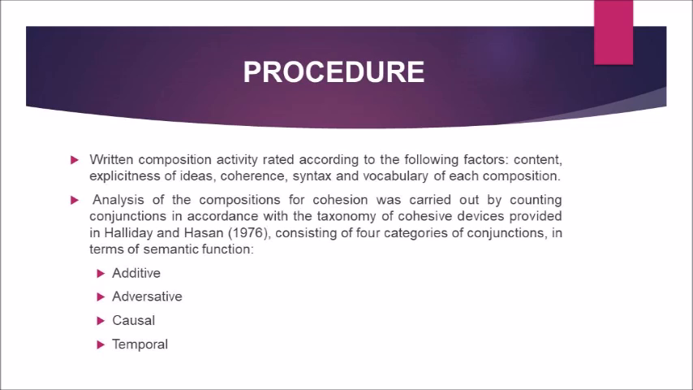The analysis of the compositions for cohesion was carried out by counting conjunctions in accordance with the taxonomy of cohesive devices provided in Halliday and Hasan in their 1976 book. This taxonomy consisted of 4 categories of conjunctions in terms of semantic function. The 4 categories that we used for the analysis of the compositions for cohesion were additive, adversative, causal, and temporal.